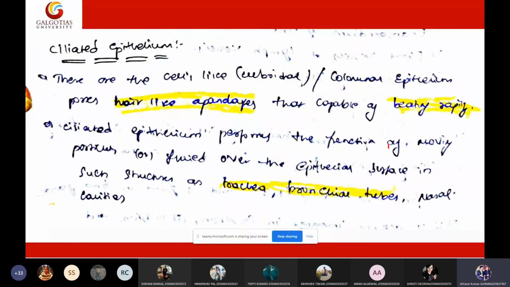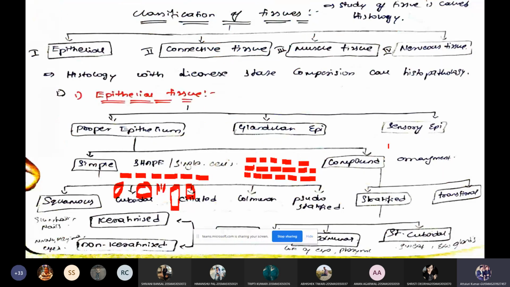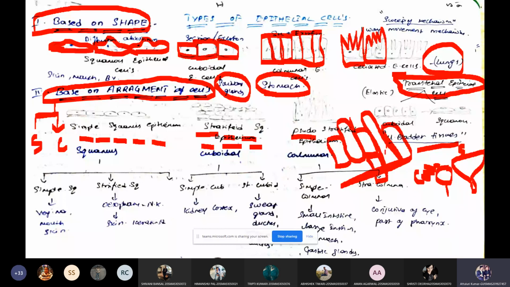Okay, got the point. Sometimes what happens, listen to me, students. Pseudo-stratified means, see here, I will draw the cells. See, this is a columnar cell, and this is also a columnar cell. This is also a columnar cell, and this is a columnar cell. Let it be like this. I don't know whether I can erase this gap or not. Let me try to erase it. This one. Okay, just a second.